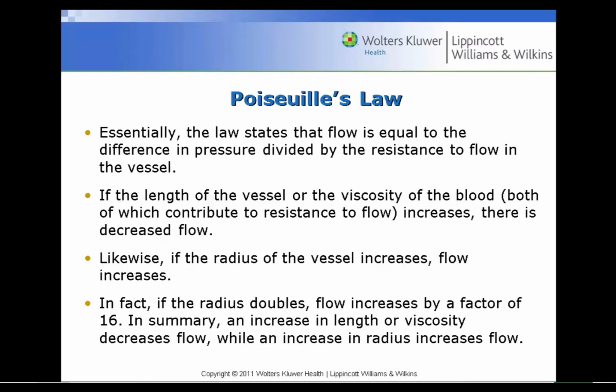With Poiseuille's law, it is important to remember that the human body does not have a lot of straight lines as far as blood vessels. We have a few, but remember Poiseuille's law is about straight vessels. So we're going to consider some of the things the law says, but the thing I would like you to remember is that last bullet point, where in fact, if the radius doubles, flow increases by a factor of 16. So an increase in length or viscosity will decrease the flow, while an increase in radius will increase the flow. And to me, that's the most important part of this law.